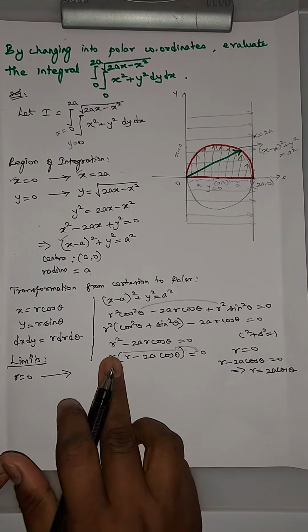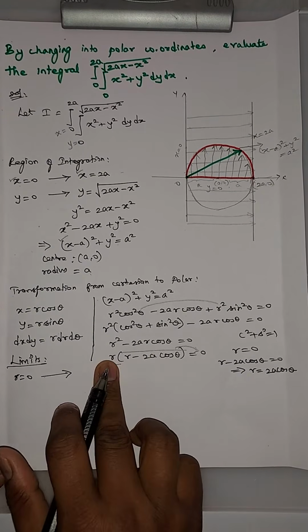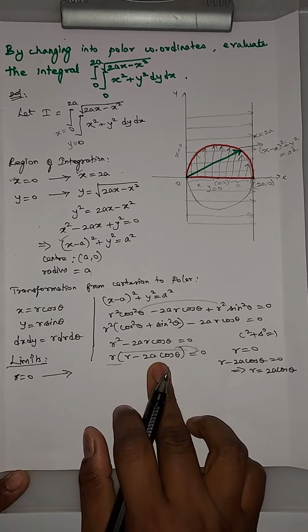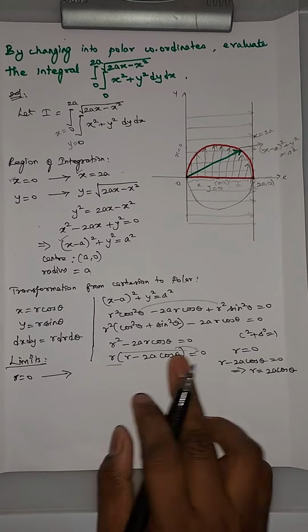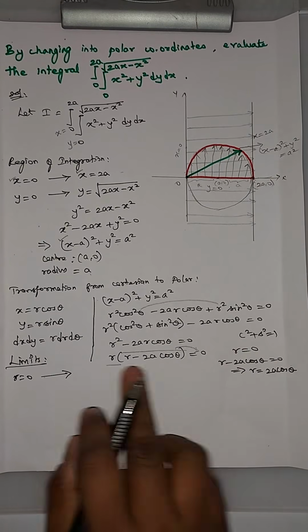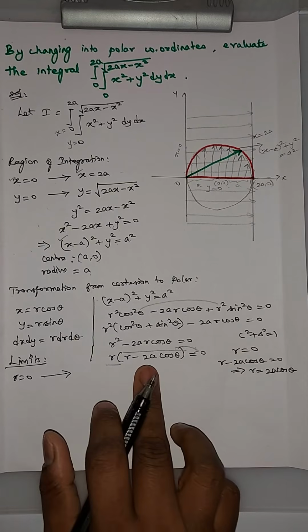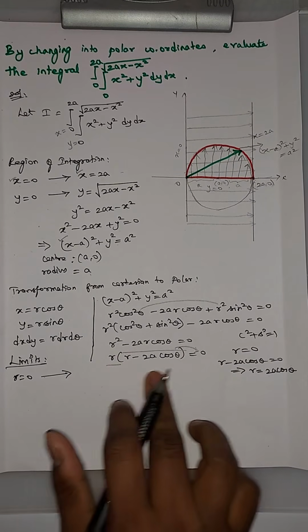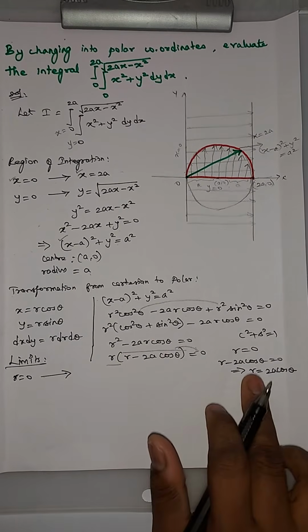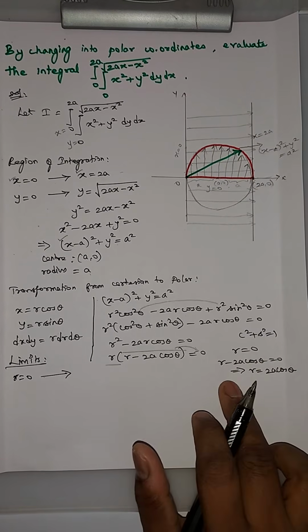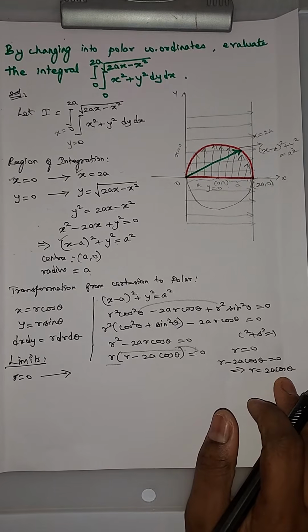We have two terms here, r and r minus 2a cos theta. When we equate the first term to 0, we get r is equal to 0. When we equate the second term to 0, that is r minus 2a cos theta is equal to 0, we get r is equal to 2a cos theta.